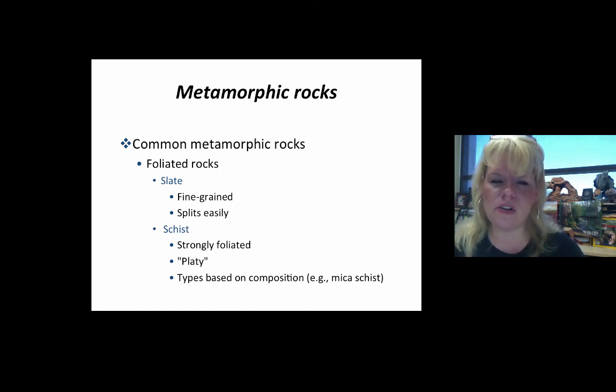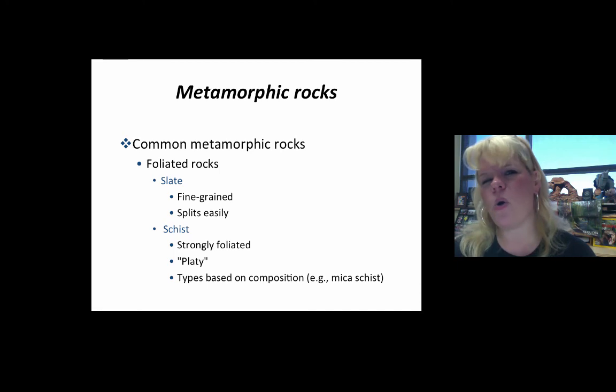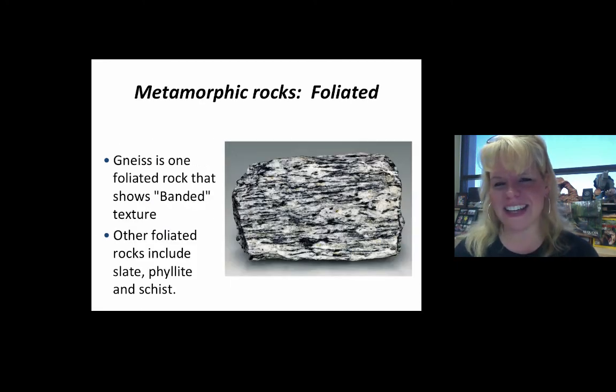Schist is strongly foliated, and it has a platy texture called schistosity. They can vary in their appearance, but literally most of these are beautiful rocks. They're very glittery because they're in that temperature range where we can form a whole bunch of mica and muscovite.